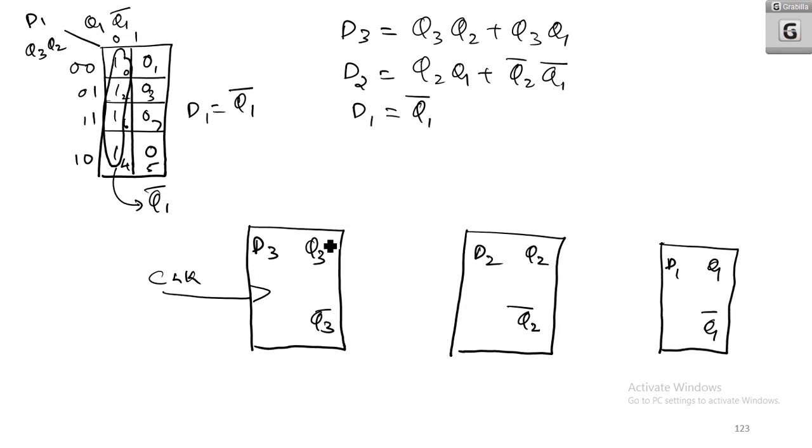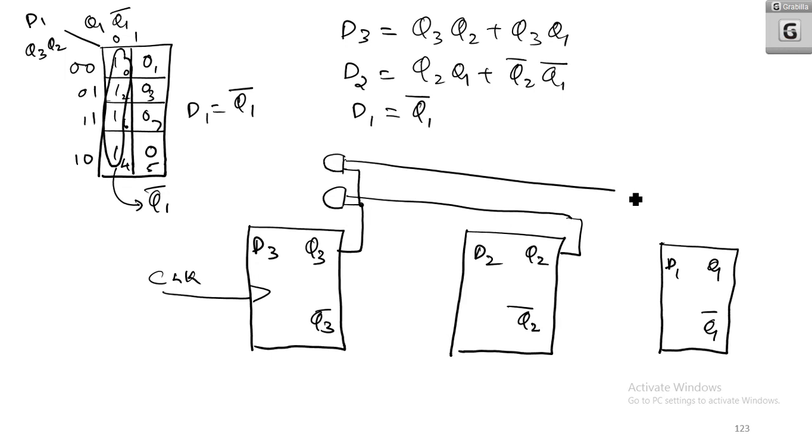Now what is D3? D3 is Q3 Q2, so I will give an AND gate here for Q3 and Q2, then another AND gate for Q3 and Q1. I OR those two and give the output to D3. Now D3 is done with the OR.